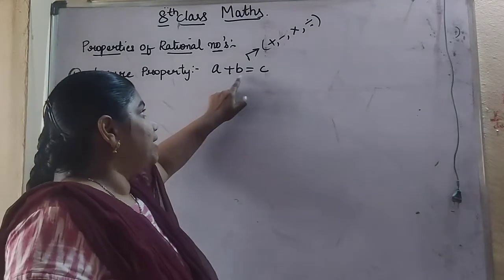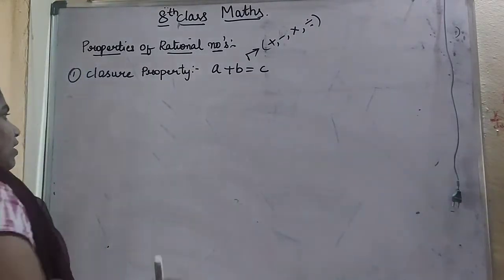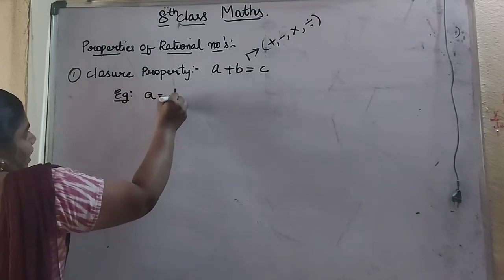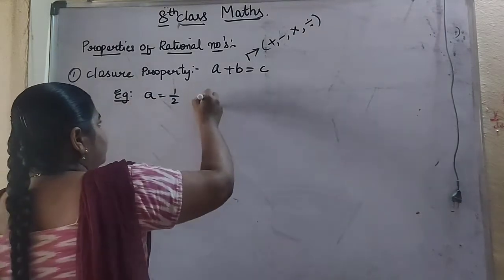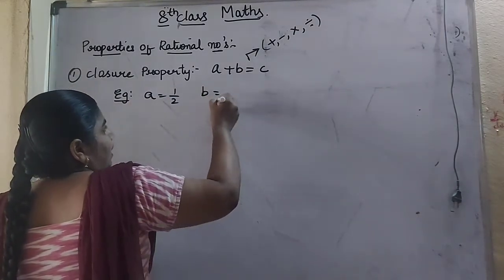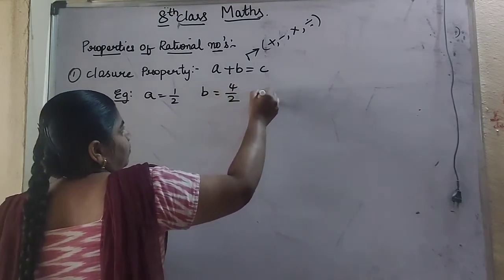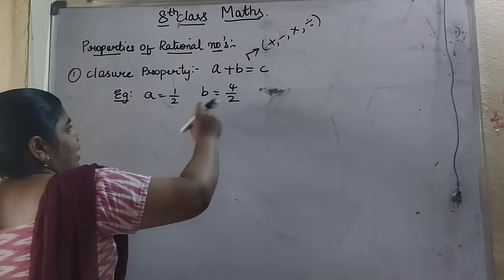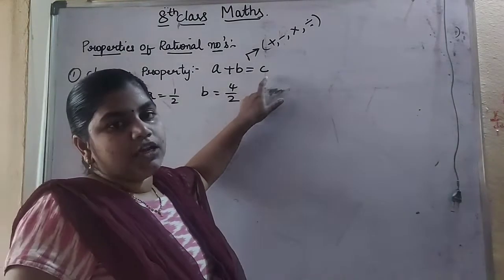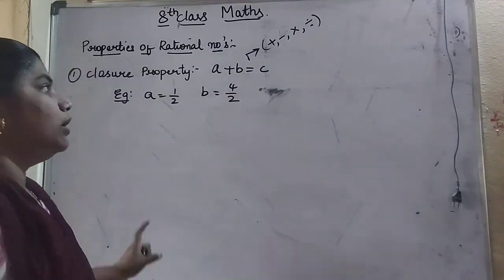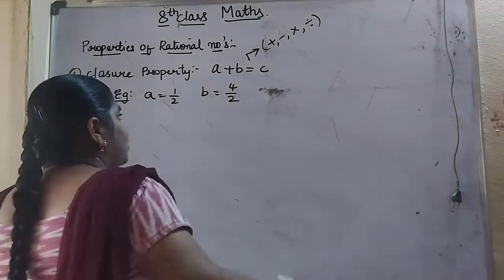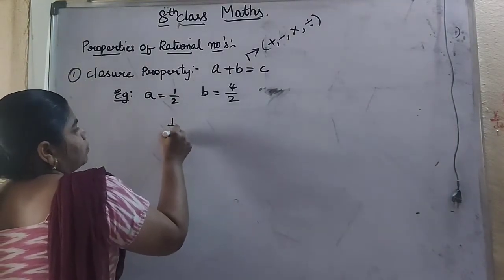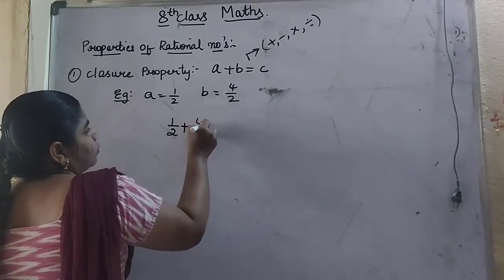Here A, B, C are rational numbers. For example, I am taking the A value as 1 by 2 and the B value as 4 by 2. If I add A and B, the C value should also be a rational number. Then only the condition will be satisfied. Just substitute these numbers here: A value is 1 by 2 plus B value is 4 by 2.